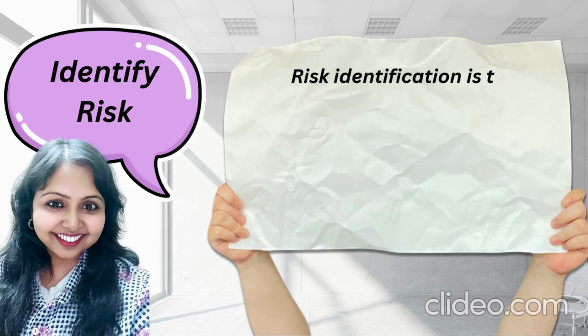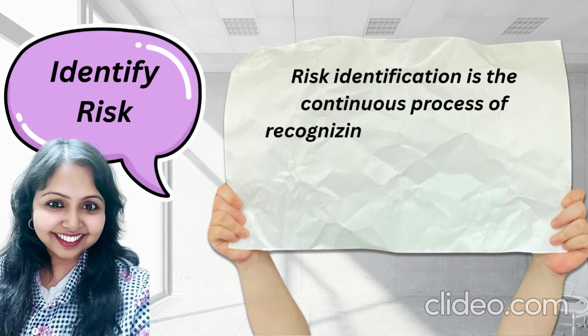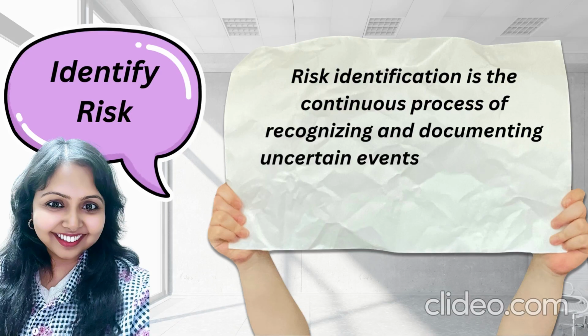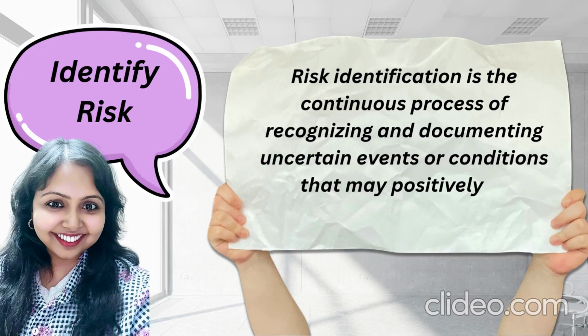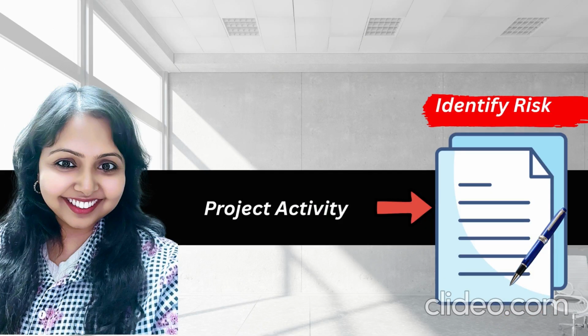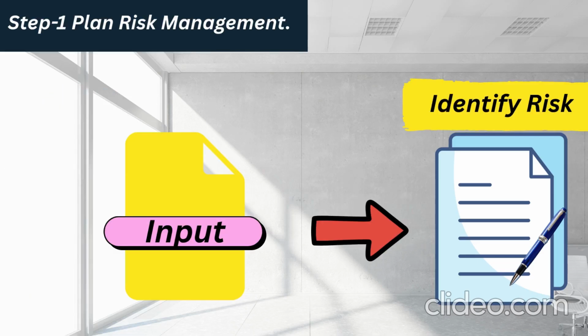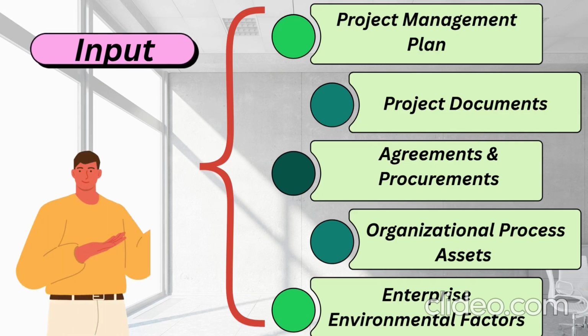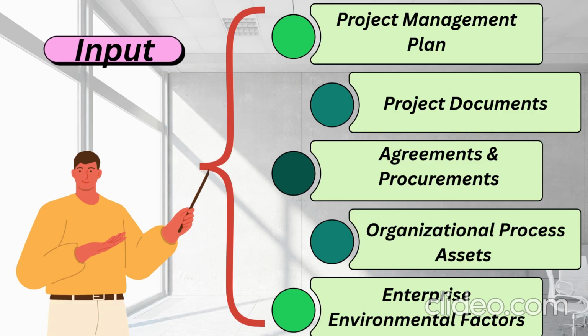So, risk identification is the continuous process of recognizing and documenting uncertain events or conditions that may positively or negatively impact objectives. To identify risk, you need to refer to some documents which have already been created. So those documents can act as an input. Well, here is the list of documents which you can refer to, and these documents can act as an input to identify the risk. So now let's look into the tools and techniques which you can use to identify the risk.